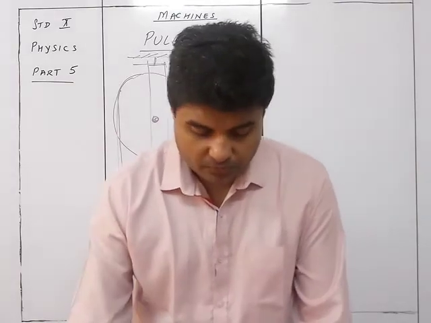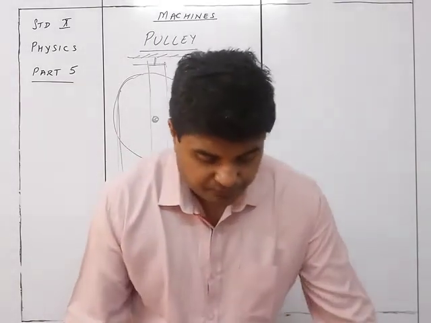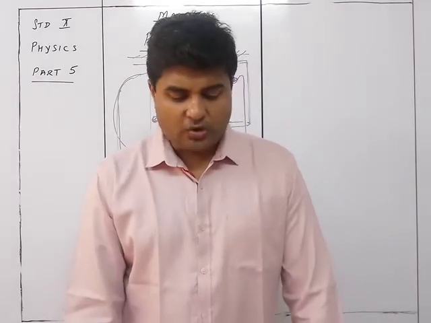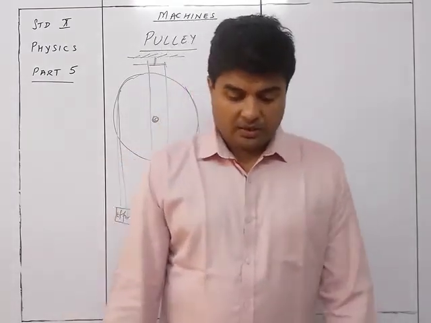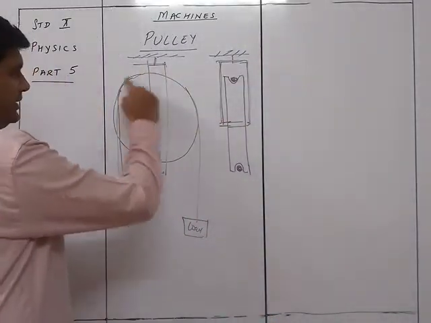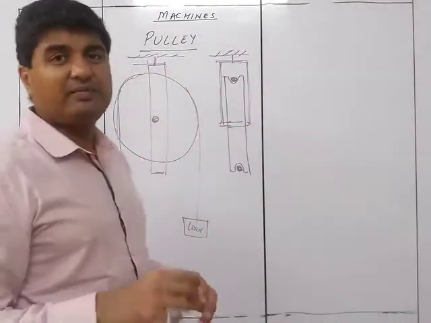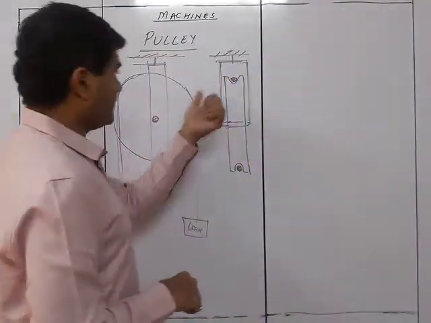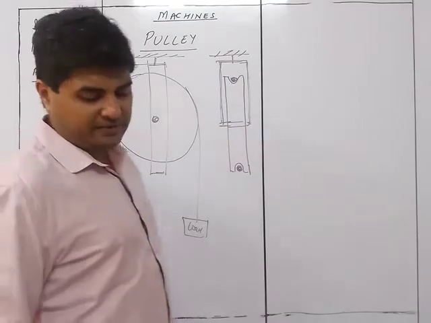So we see that the figure shows a simple pulley. It is a metallic or a wooden disc with a grooved rim. The outer part is called the rim, and that is a groove. Groove means a cut, a V-cut, so that the rope can pass through it.